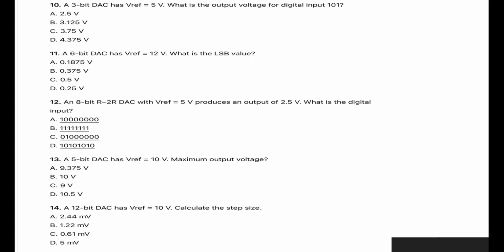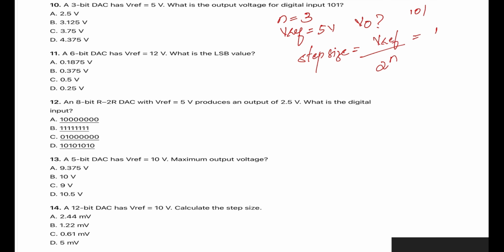In the question they mentioned the number of bits is equal to 3 and V reference is equal to 5 volt, and we are asked to find V out for the digital input 101. First we have to find the step size. The equation is V reference divided by 2 raised to n. So 5 divided by 2 raised to 3, that is 5 by 8. This will come as 0.625 volt.